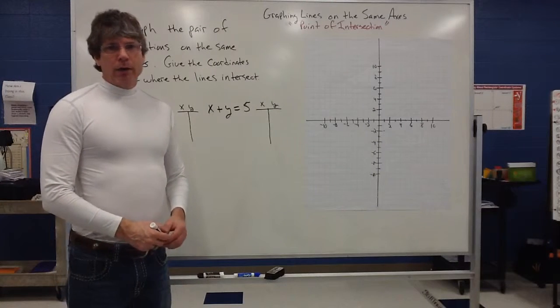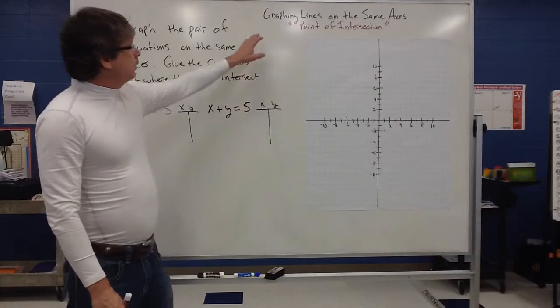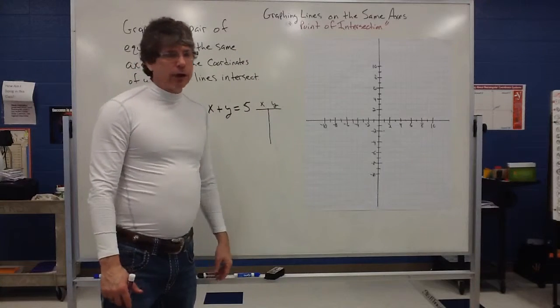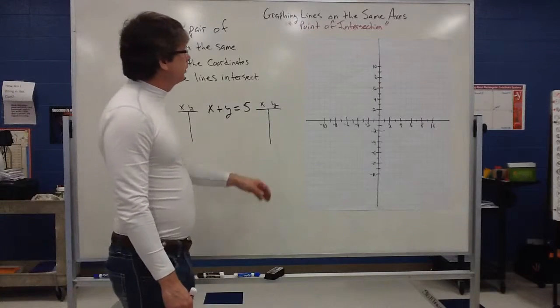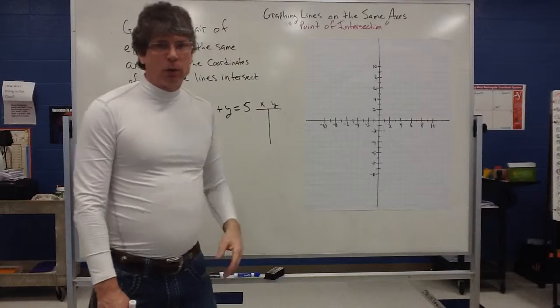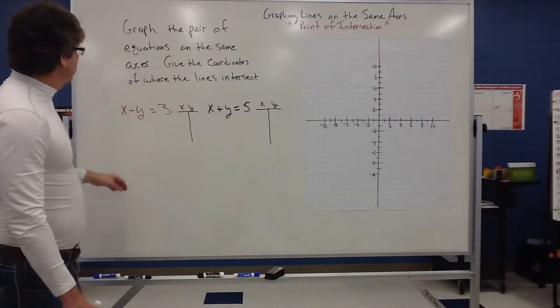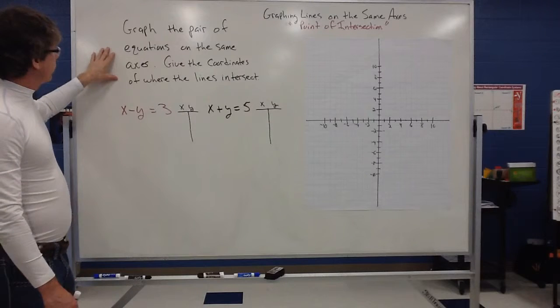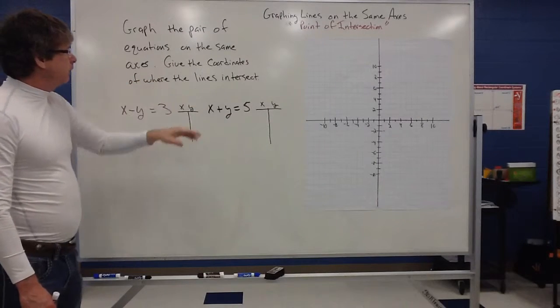So welcome back. We're going to continue work with lines. This time we're going to graph a pair of lines on the same axes. When you graph lines on the same axes, what may happen is there may be what we call a point of intersection, where the two lines actually meet. So we're going to graph the pair of equations on the same axes, and then we're going to give the coordinates to where the lines intersect.